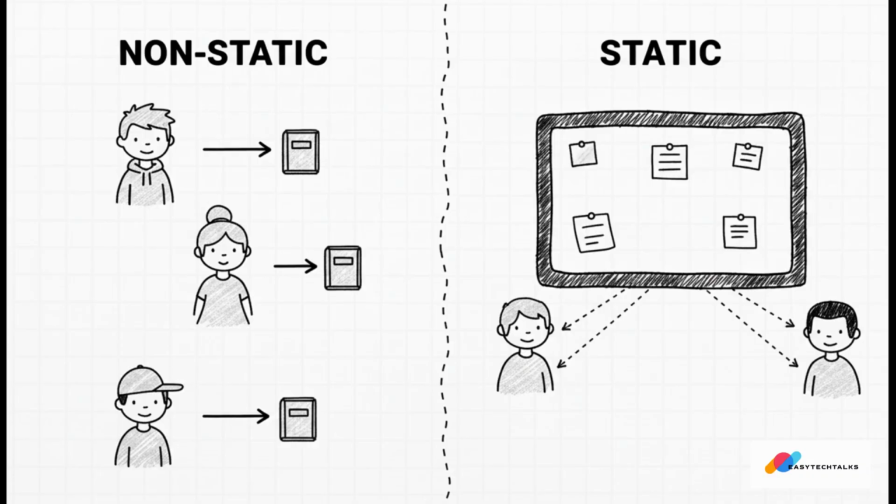This is the perfect analogy. A normal member variable is like a personal diary. Every object gets its own private copy. But a static member is like a shared bulletin board. There's only one for the entire class, and every single object can see it and modify that same exact copy.